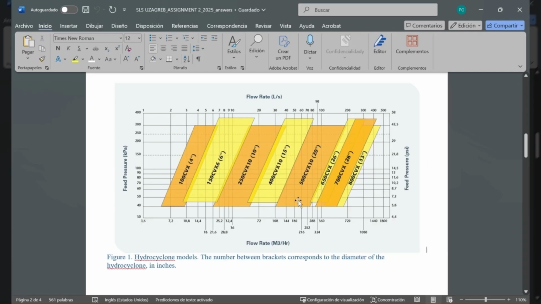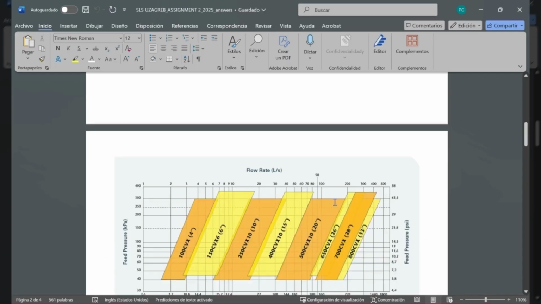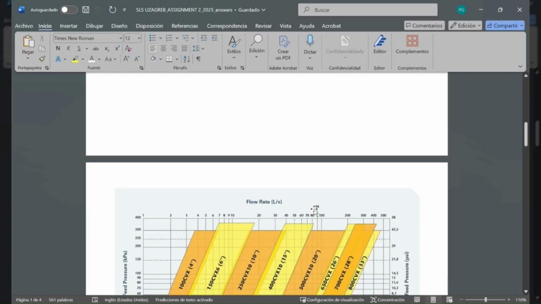The way of sizing these systems is that we enter with the feed pressure and the flow rate, we intersect, and there we can find the characteristics of our hydrocyclone. Since we are sizing, we also have to take into account the diameter of the hydrocyclone, which also controls the hydrocyclone model that we can select. So now I'm going to pause this a bit.